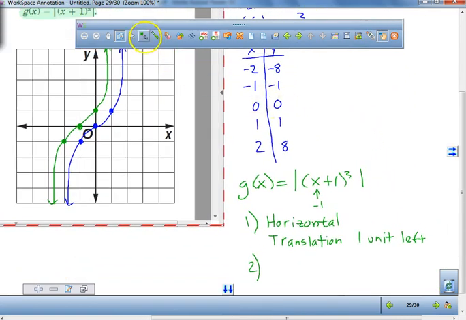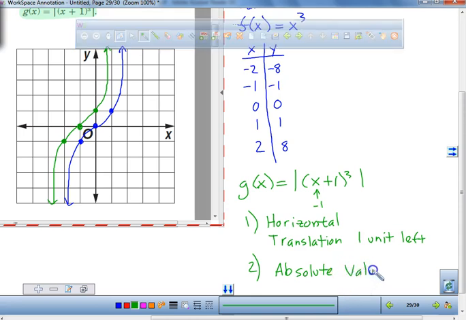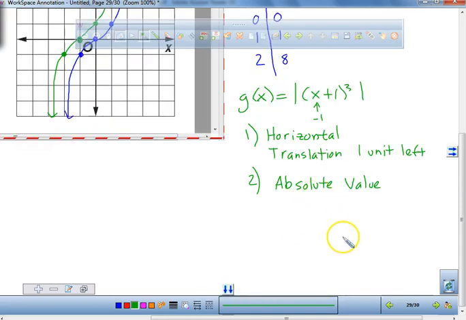The second part is dealing with the absolute value bars. Okay? So what in the world do these absolute value bars do? You're right. It makes all the negatives positives. But negative what? It makes what negatives? Negative x and y. That's what we've got to figure out.